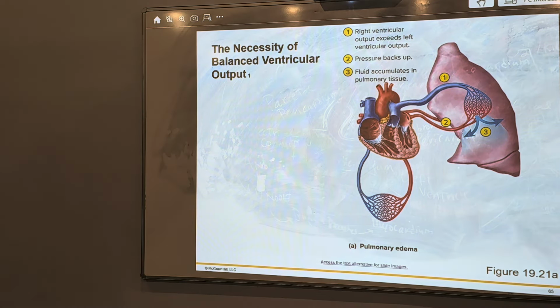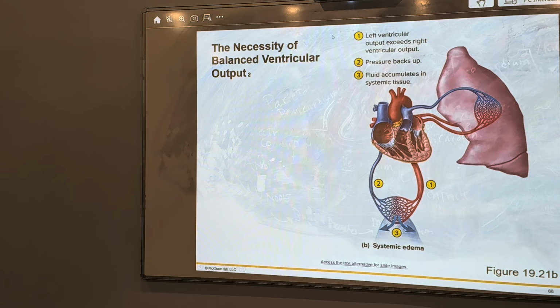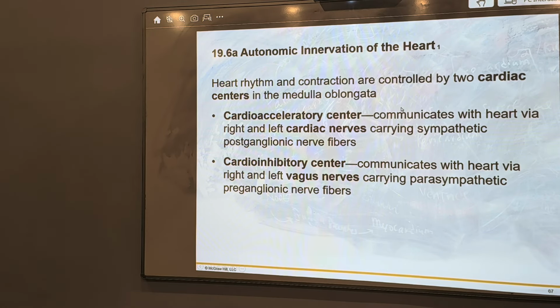Fluid accumulating in the lungs. But if you have somebody with left ventricular output exceeding the right, that means there's right-sided heart failure. That means the left side is pumping blood better, so there's going to be fluid that's going to back up. Fluid is going to accumulate in the systemic tissues.